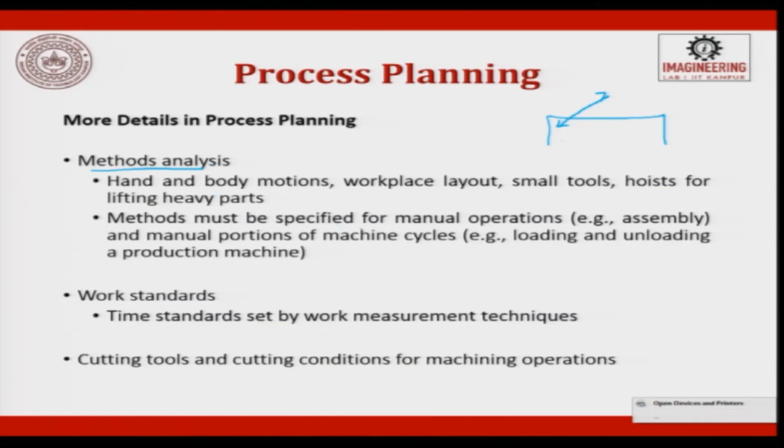Methods must be specified for manual operations, for example assembly, and the manual portion of the machine cycle, loading and unloading, has to be all done. This person will also talk about whether to automate a machine, and while automating the machine, what operations the machine will do. Then a work study will be done to measure the efficiency of the operator, which will lead to the cycle time for every process, and then cutting tools and conditions for machining.